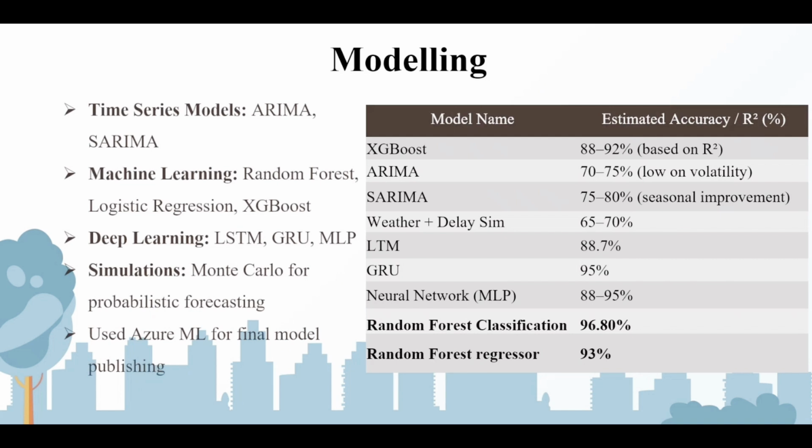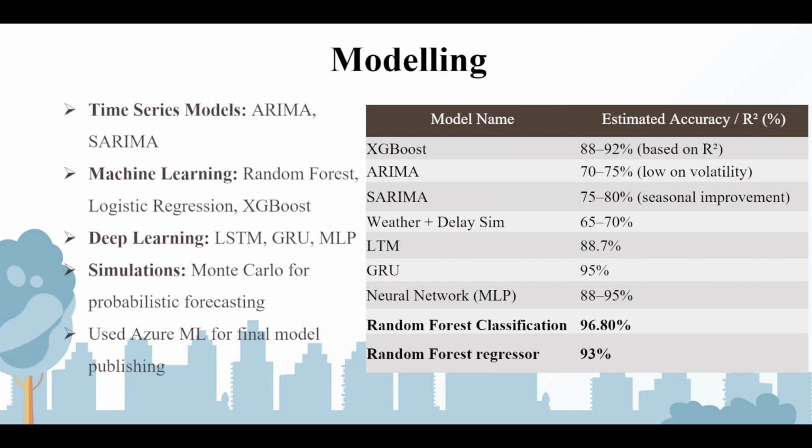We also tested deep learning models such as LSTM, GRU, and MLPs. While GRU reached up to 95% accuracy, the high training cost made them less ideal for deployment. Monte Carlo simulations were also used for probabilistic forecasting, helping us understand delay uncertainties.